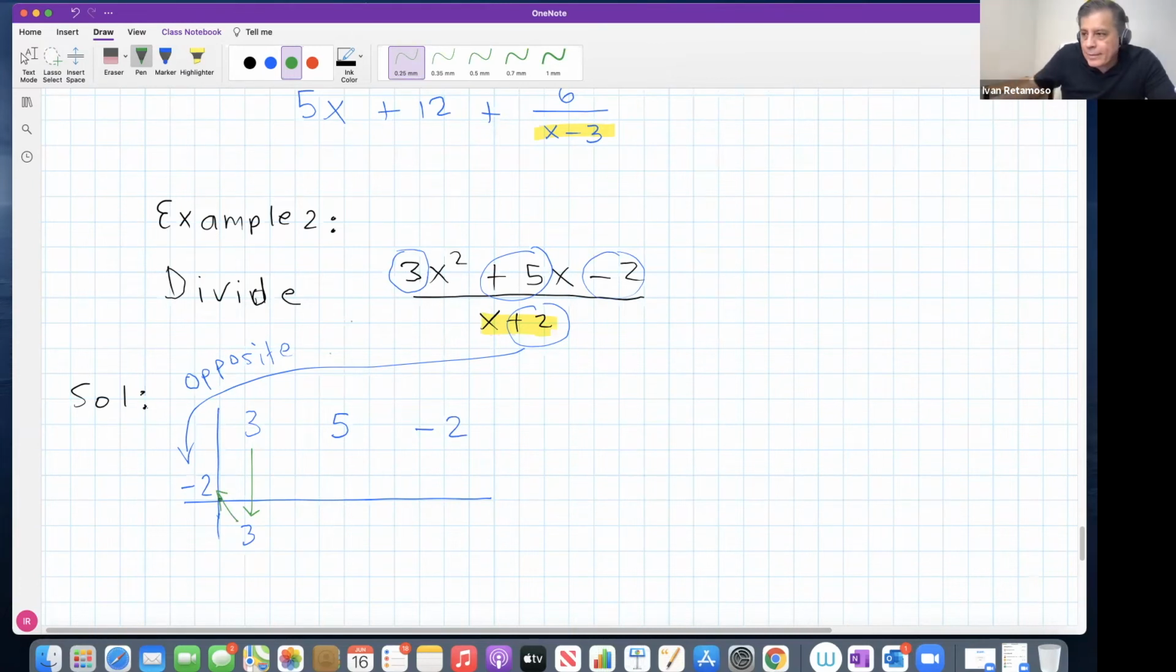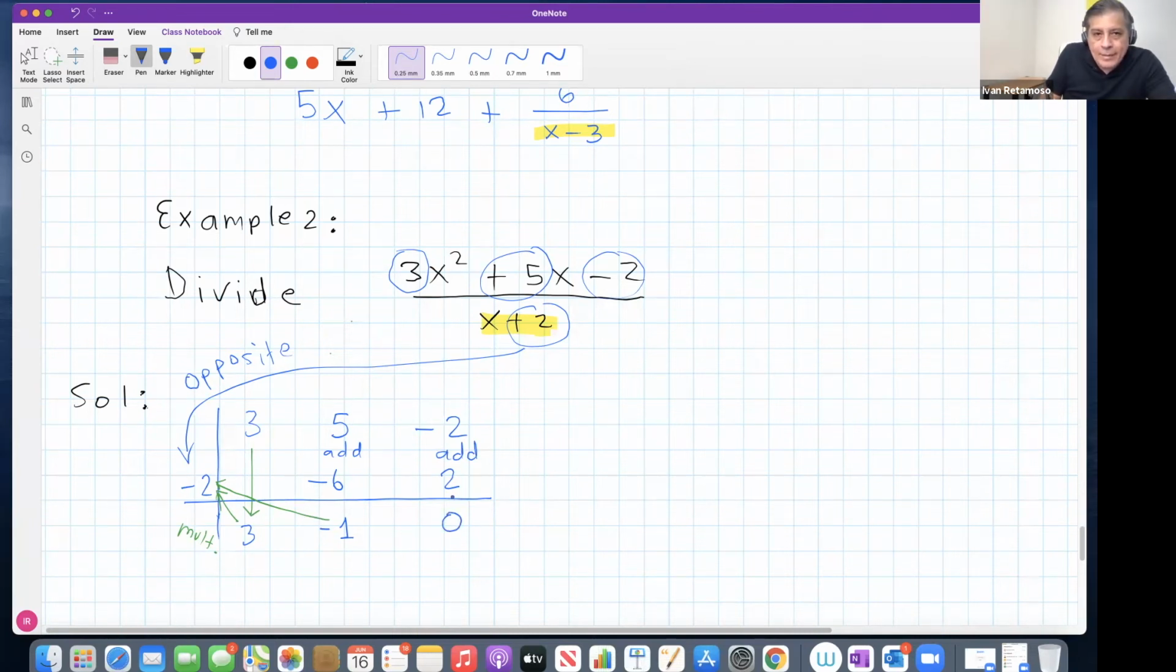I'm going to still write multiply, then I will stop doing that. So 3 times -2 is -6, which goes here. Then add these two. +5 plus -6 is -1. Then again, -1 times this number in the corner, -2, is +2, right down here. And then you add these two numbers with their respective signs, -2 plus +2, 0.